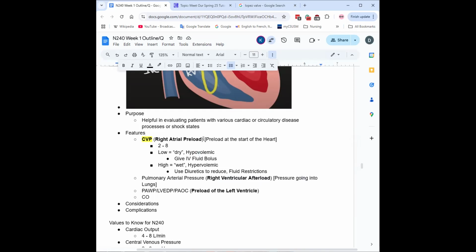And we know that that's the preload at the start of the heart, everything your heart has to work with to make everything happen. So if it's really high, we have too much and it's going to overload the heart. If we have not enough, then the heart doesn't have enough to make perfusion happen appropriately.